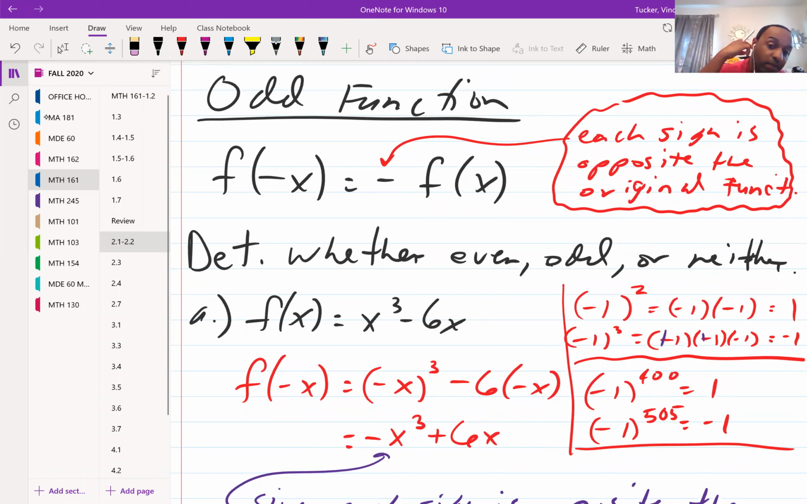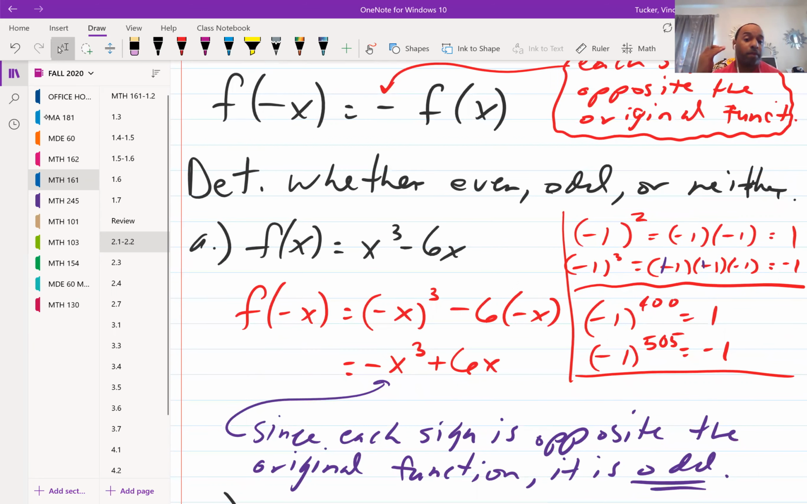So when I look at negative x cubed, the result is going to be negative x cubed. And then here, negative 6 times negative x will be positive 6x. So once you simplify, you compare that expression to the original. And since each sign is opposite the original function, it is an odd function.